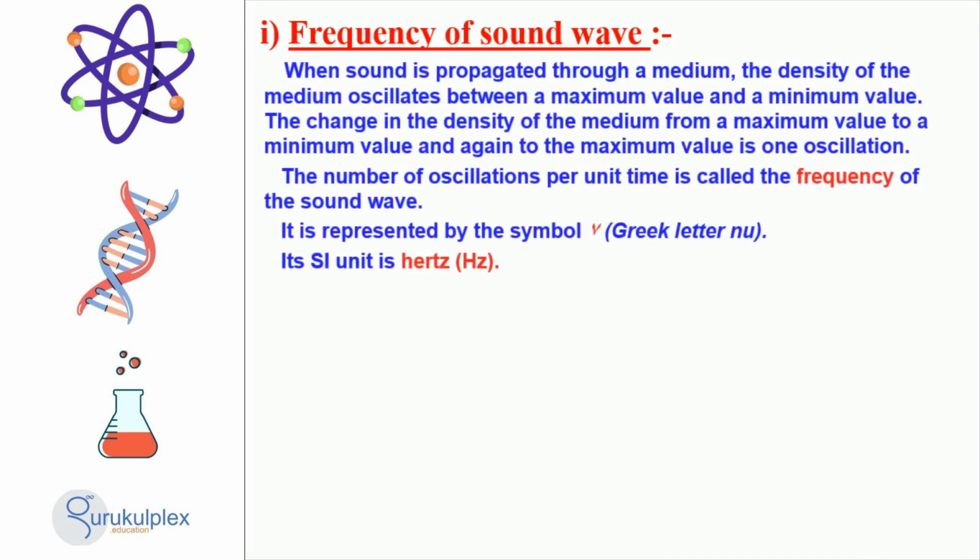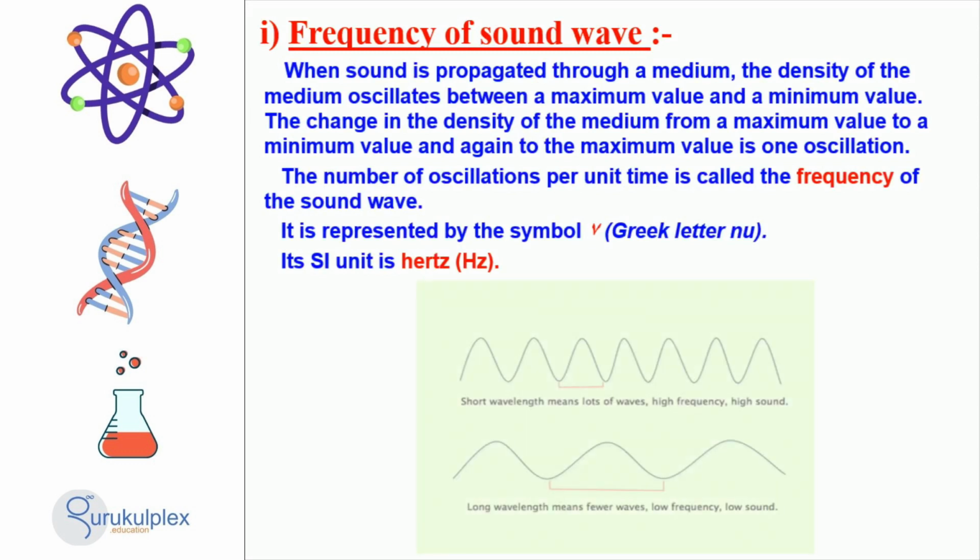Frequency is a crucial element in understanding how sound is transmitted through a medium. It is calculated by summing the number of oscillations that occur in a single unit of time. An oscillation is a full cycle where the density of the medium reaches from its highest to its lowest values. Its unit of measurement is represented by the Greek letter nu, and measured in Hz.